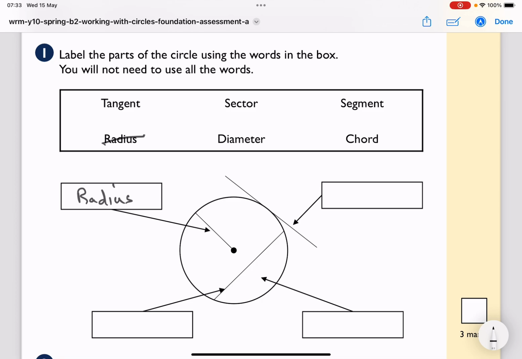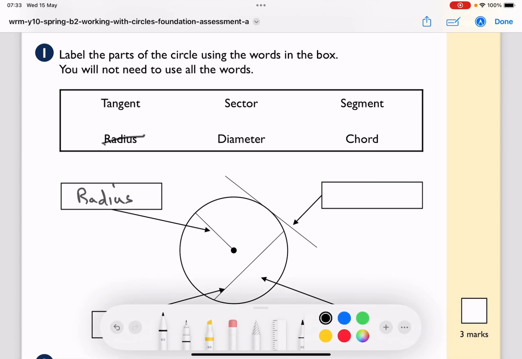There isn't a diameter on there. If I had a diameter, the diameter would be going, let's just change the colour. The diameter would be going in a straight line from one side to the other through the centre. So that would be the diameter. We haven't got the diameter there.